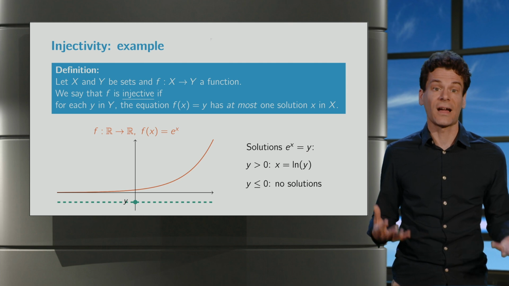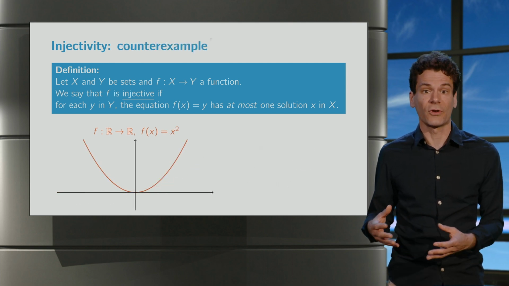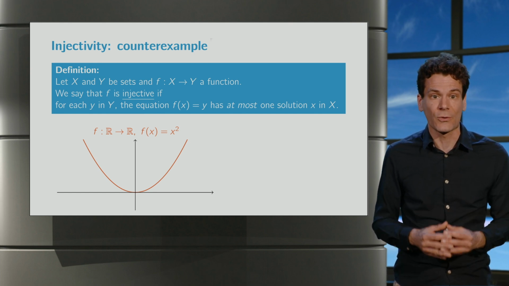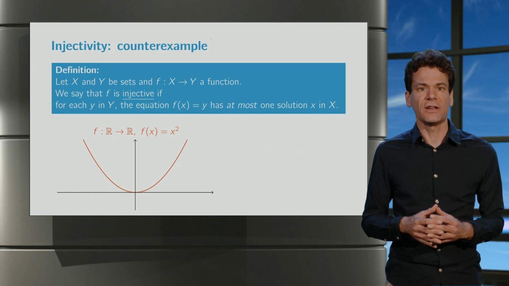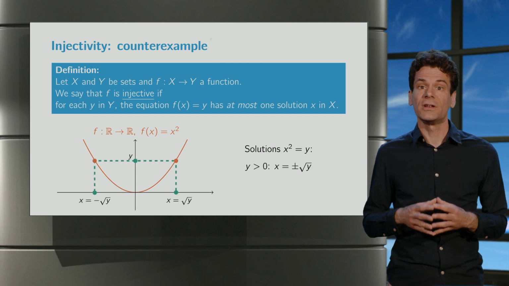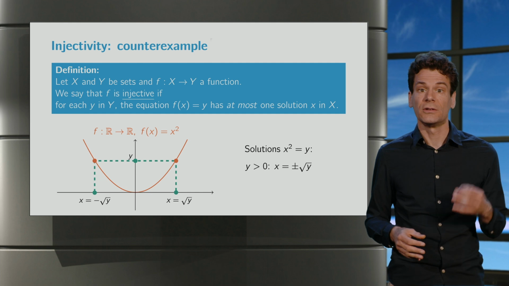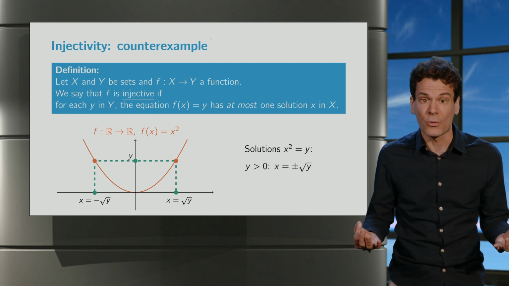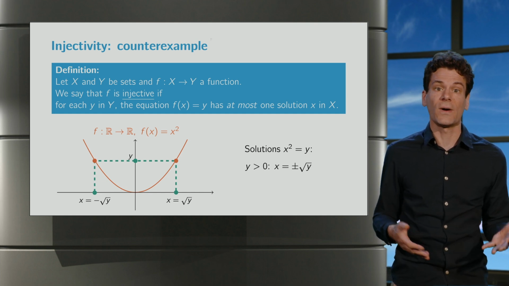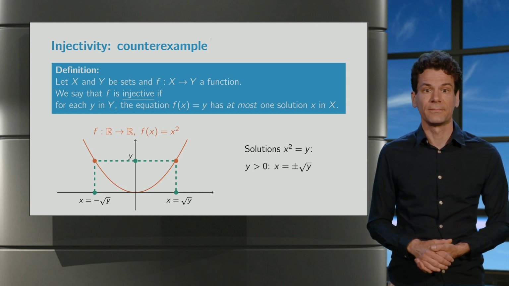Now let's look at a counterexample. The function f from the real numbers to the real numbers given by f(x) equal to x squared. Let's look at the equation x squared equals y. If y is positive, this equation has two solutions, the square root of y and minus the square root of y. This means that the function f(x) equal to x squared is not injective.